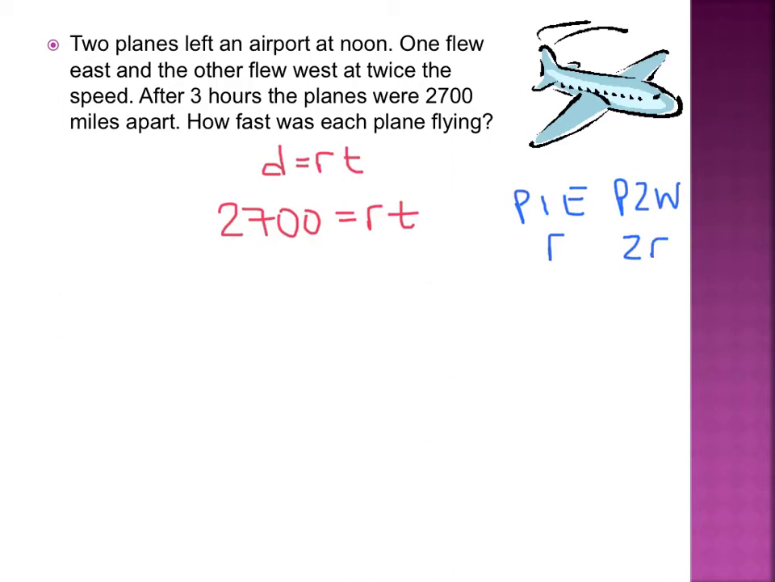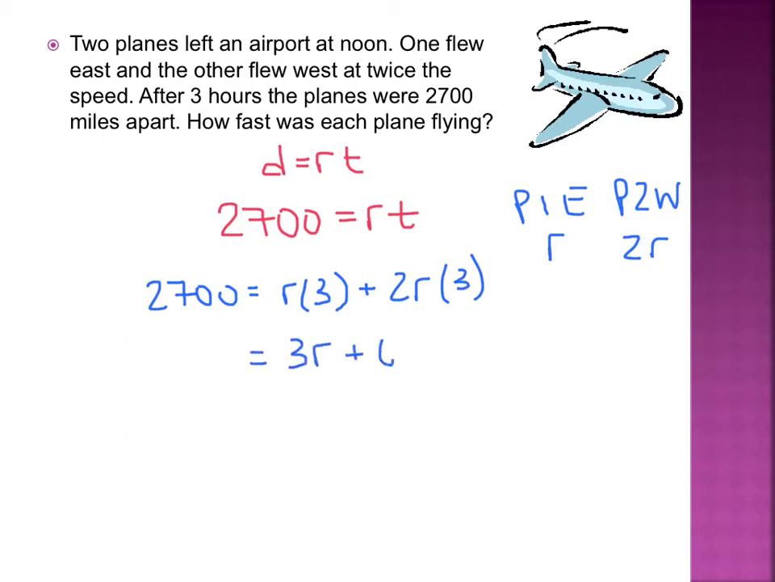Now, do I know time? Well, it says that they traveled for 3 hours, so time is going to be the same for both. So my combined distance is going to be equal to my combined rate times time. So that's going to be r times my time, which is 3 hours, plus 2r, because that's the rate of the other plane, times 3 hours. So reducing that down. Now I just need to combine like terms on the right-hand side here and solve for my rate.